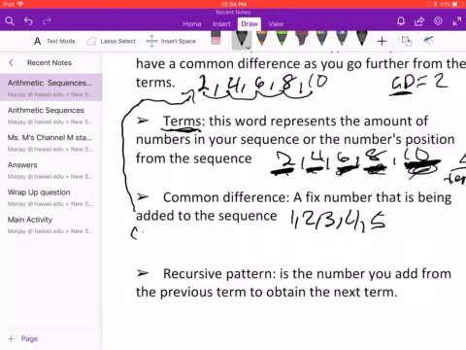Right. So the common difference, or again CD, is equal to 1, because as you move on to the next term, you keep on adding 1. Plus 1, plus 1, plus 1, and plus 1.